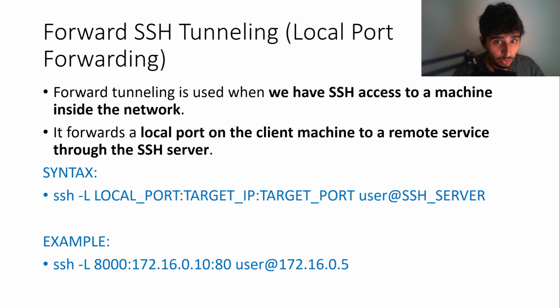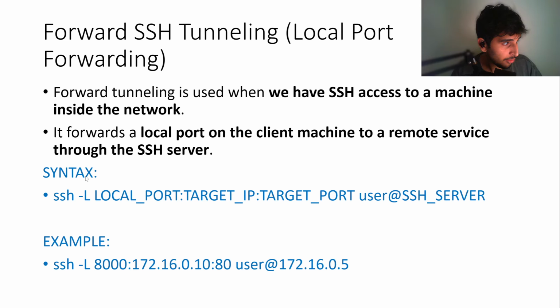First, let's talk about forward SSH tunnels. Forward tunnels are used when we already have SSH access to a machine inside the network. In this case, we create a tunnel from our machine through the SSH server to another internal service. The traffic flow looks like this. The attacker first sends the message to the SSH server and then it is sent to the internal target. So we're basically using the SSH server as a bridge into the internal network.